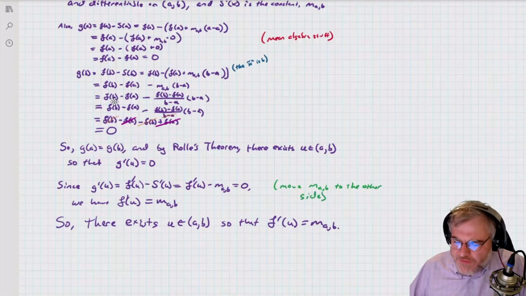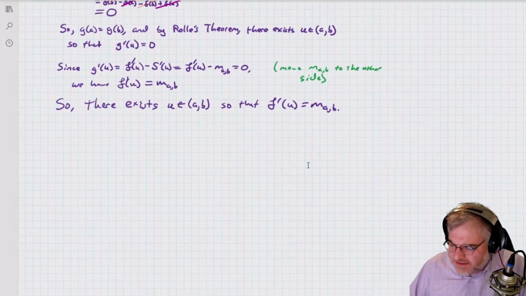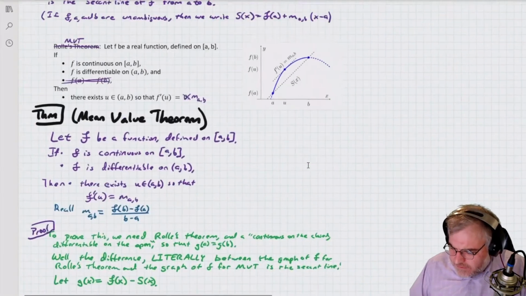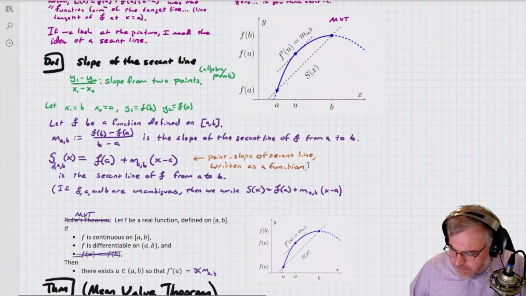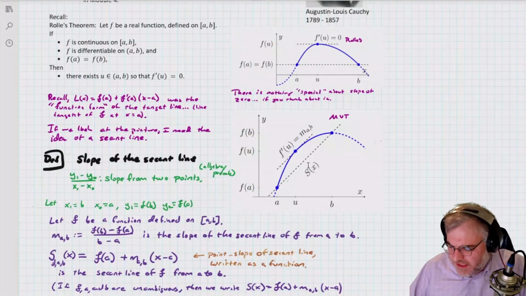1 to 5, how do we feel about this proof and the big idea? The big idea here is that this graph here is the same as this graph, just tilted. So if the difference between the graphs is the secant line.